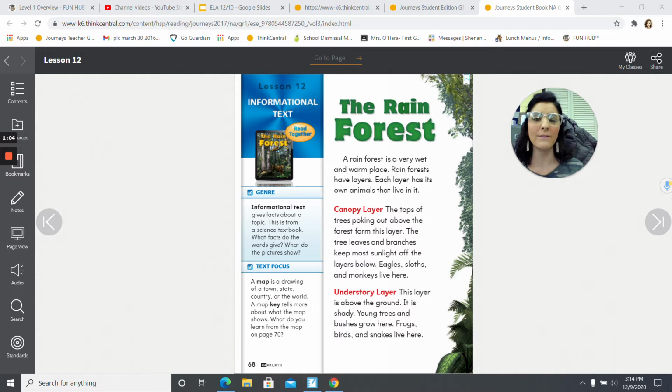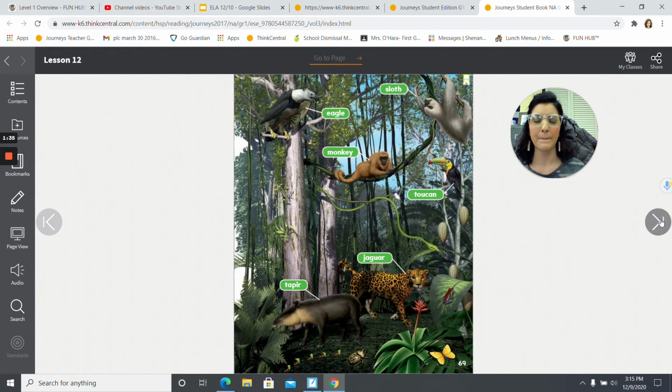So it says, a rainforest is a very wet and warm place. Rainforests have layers. Each layer has its own animals that live in it. The canopy layer. The tops of trees poking out above the forest form this layer. The tree leaves and branches keep most sunlight off the layers below. Eagles, sloths, and monkeys live here. This layer is above the ground. The understory. It is shady. Young trees and bushes grow here. Frogs, birds, and snakes live here.